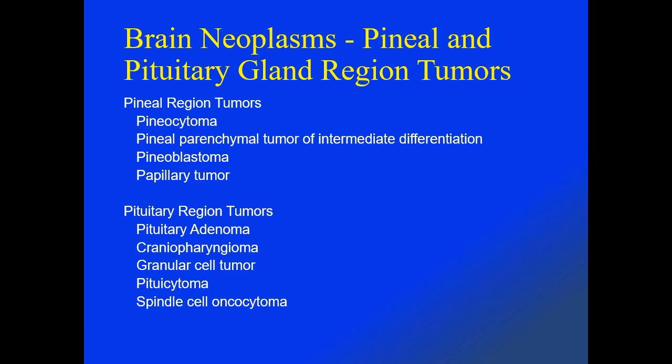Pineal region tumors include pineocytoma, pineal parenchymal tumor of intermediate differentiation, pineoblastoma, and papillary tumor. Pituitary region tumors include pituitary adenoma, craniopharyngioma, granular cell tumor, pituicytoma, and spindle cell oncocytoma.